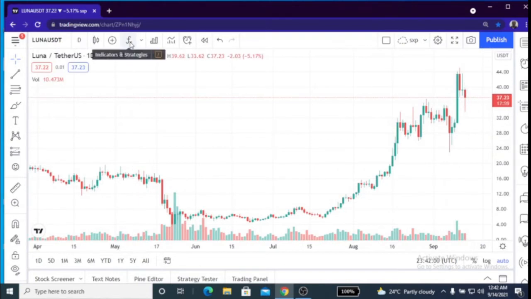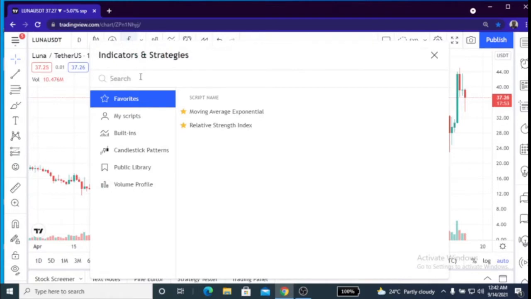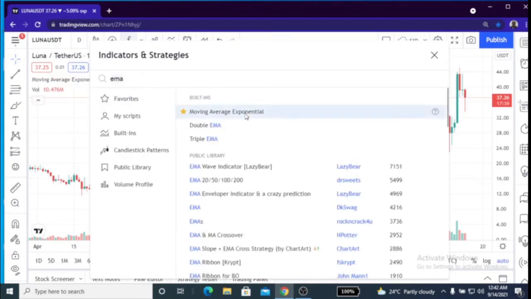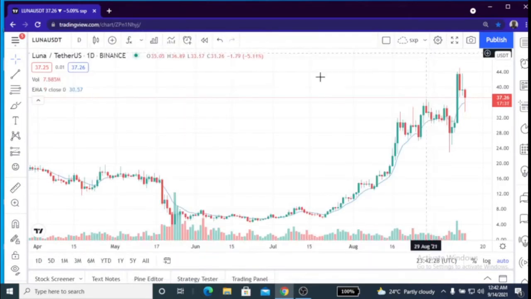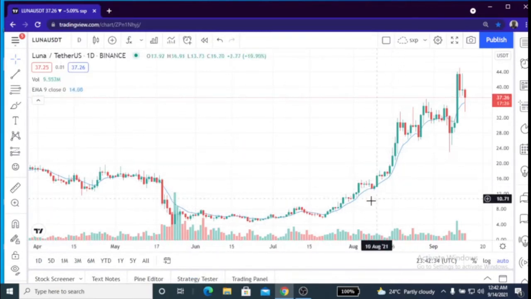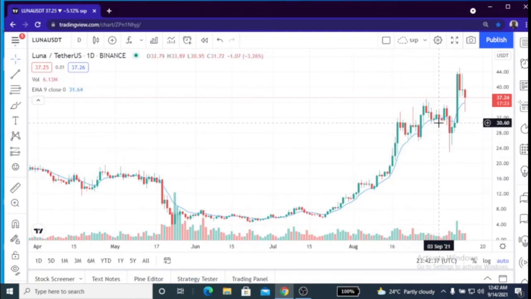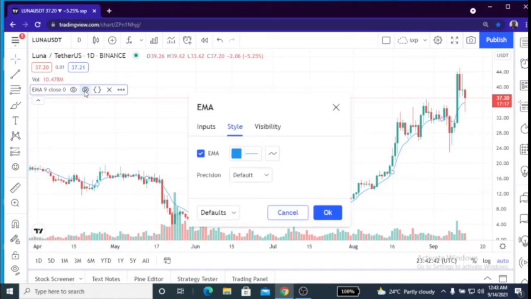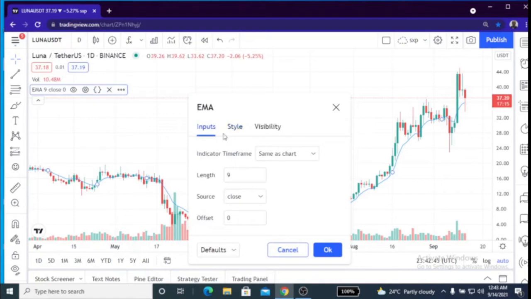I can come to my indicator here and type EMA. So once I click on the EMA, you can see on my 9-period EMA, we are in an uptrend. You can see this blue line. It's in an uptrend. But I'm not using the 9-period EMA. I'm using the 50-period EMA. So I'm going to change this. I come to input and I change the length to 50 and say OK.